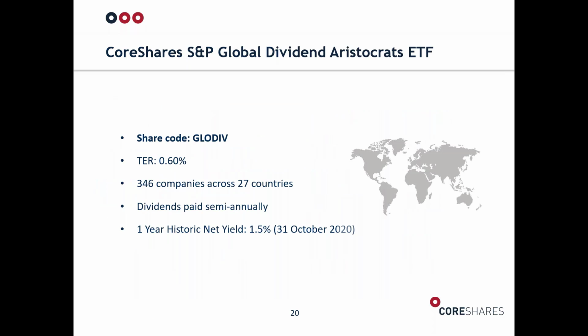And yeah, just to look at the key facts. The TR is 60 basis points, 0.6%, 346 companies across 27 countries. The dividends, again, are paid semi-annually. So all our offshore products pay dividends semi-annually. The share code is GLODIV, and the 1-year net historic yield is 1.5%.